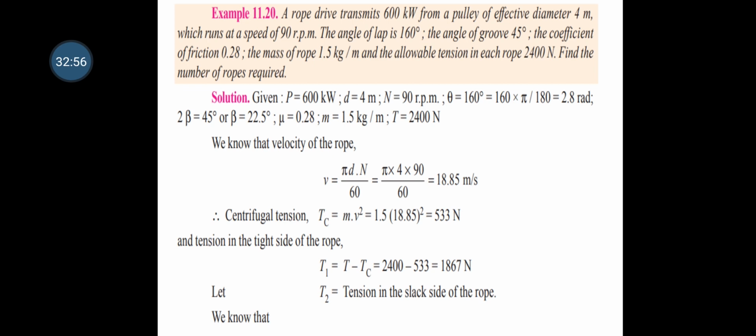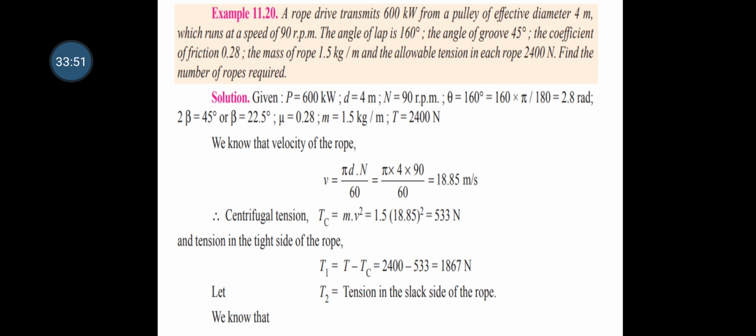We know that the velocity of the rope V is equal to pi d n divided by 60. By substituting the given values, d is equal to 4, n is 90. So the velocity of the rope V is equal to 18.85 meter per second, and the centrifugal tension Tc is equal to m v square. We already know the given things: mass 1.5 kg per meter and v square. By solving these values, the centrifugal tension Tc is equal to 533 Newton, and the tension in the tight side of the rope T1 is equal to T minus Tc, that is 2400 minus 533, that gives the tension in the tight side T1 is equal to 1867 Newton, and T2 is the tension in the slack side of the rope. So we have to find T2.